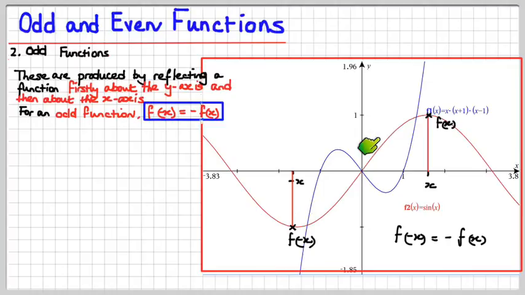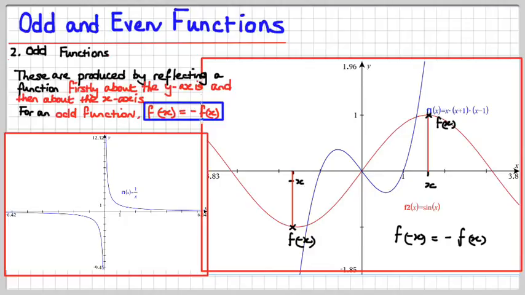Same thing applies to this red function here, which is sine x. How marvellous. You getting me? So that is an odd function. f of minus x is the negative or minus f of x. Yeah. There's another example. That's a rectangular hyperbola. That is 1 over x. Yes. What a fine example it is too.